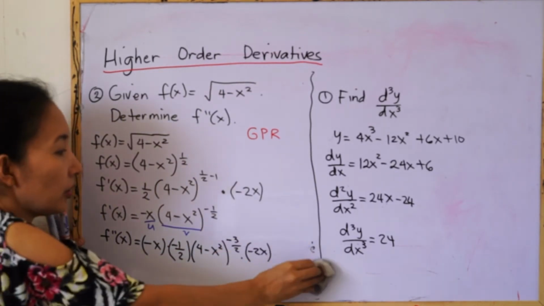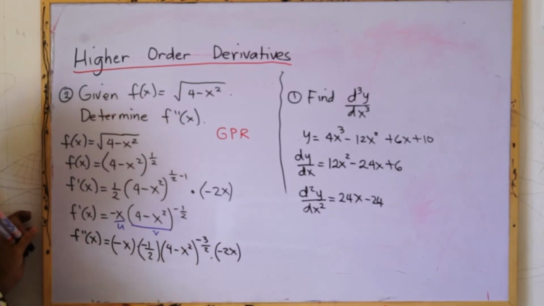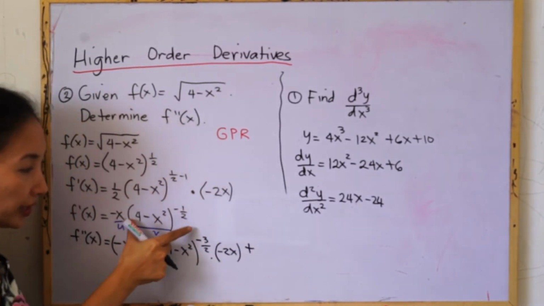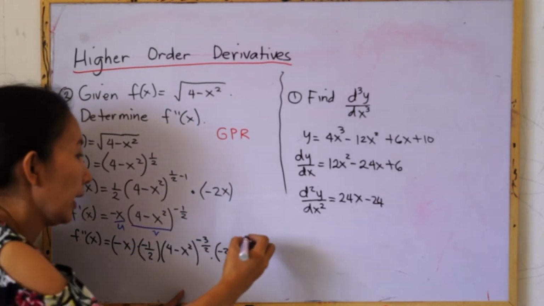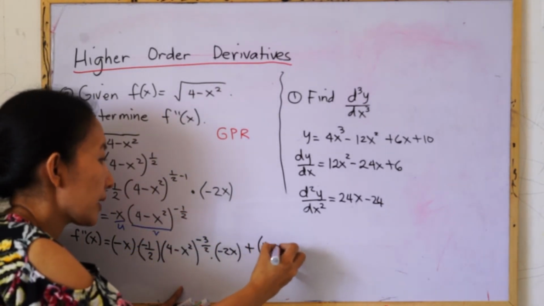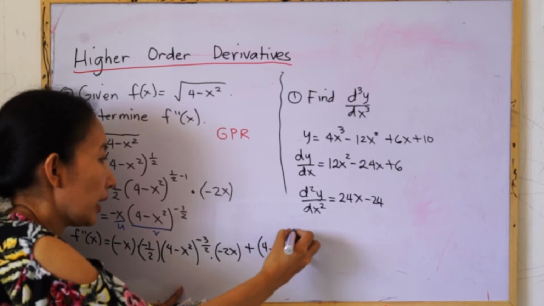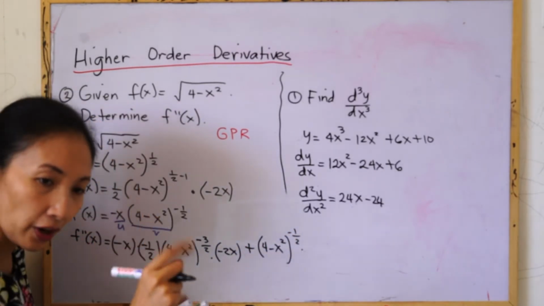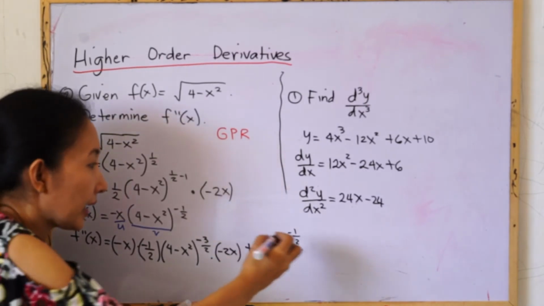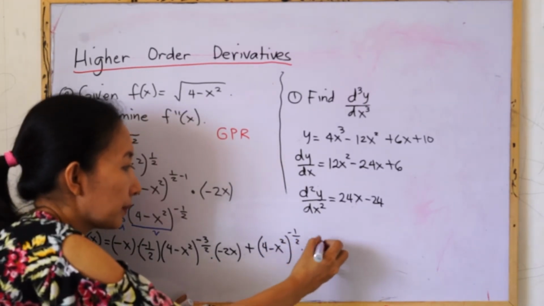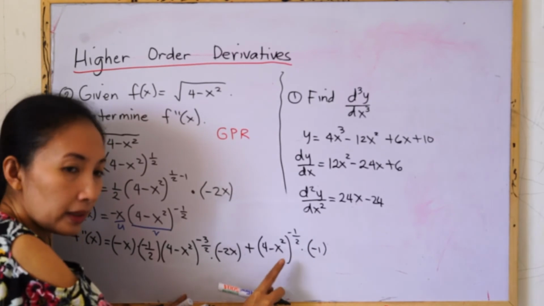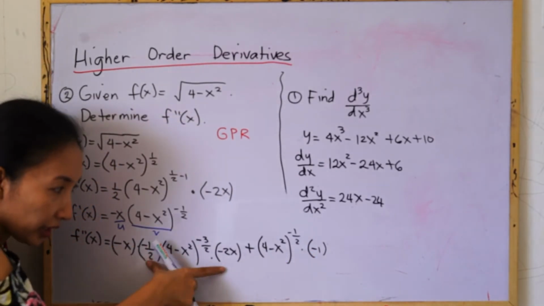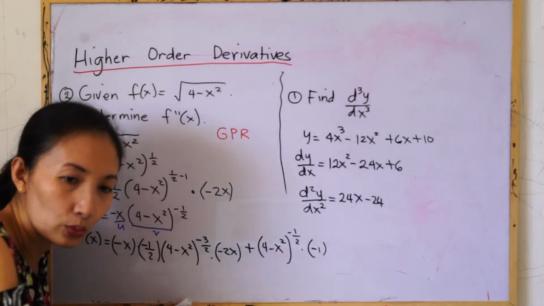Okay, let's continue. Plus v du. Here v is the whole factor: 4 minus x squared raised to negative 1/2 times du, the derivative of negative x, which is negative 1. Again, u dv plus v du.